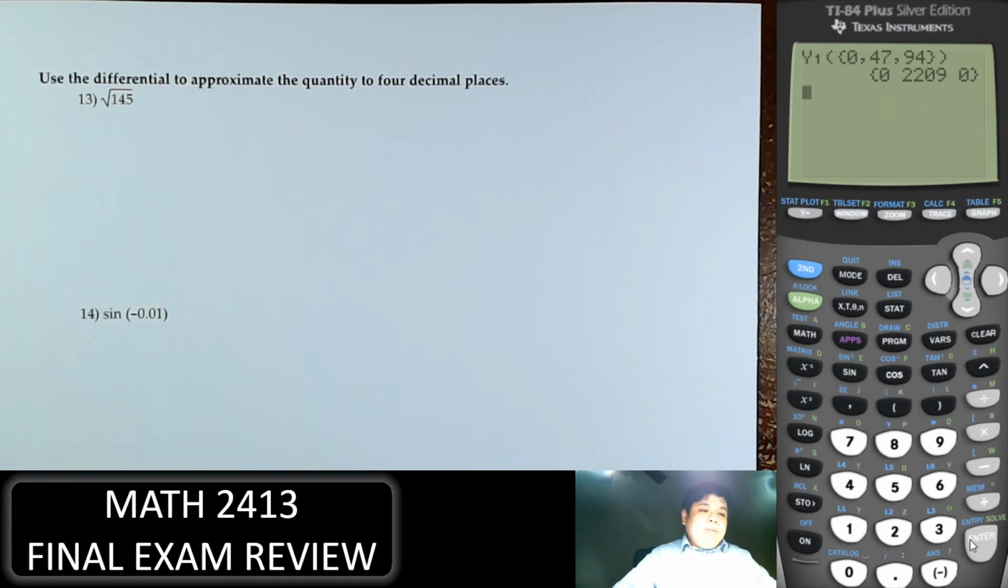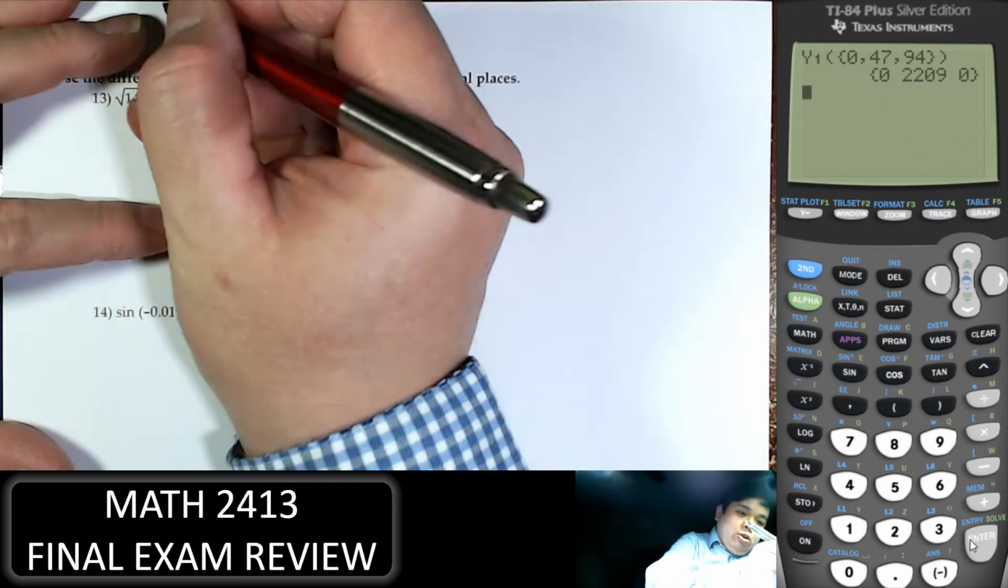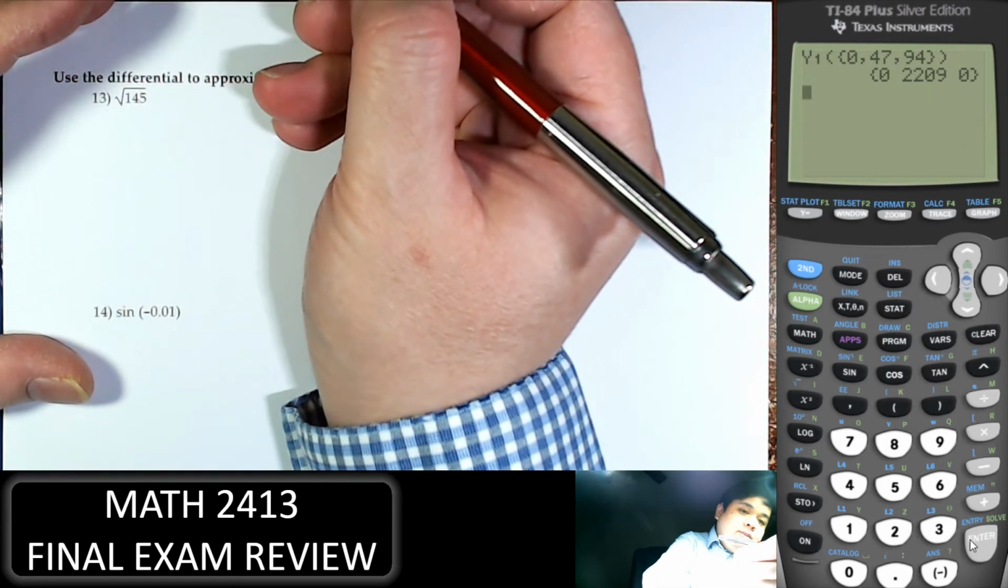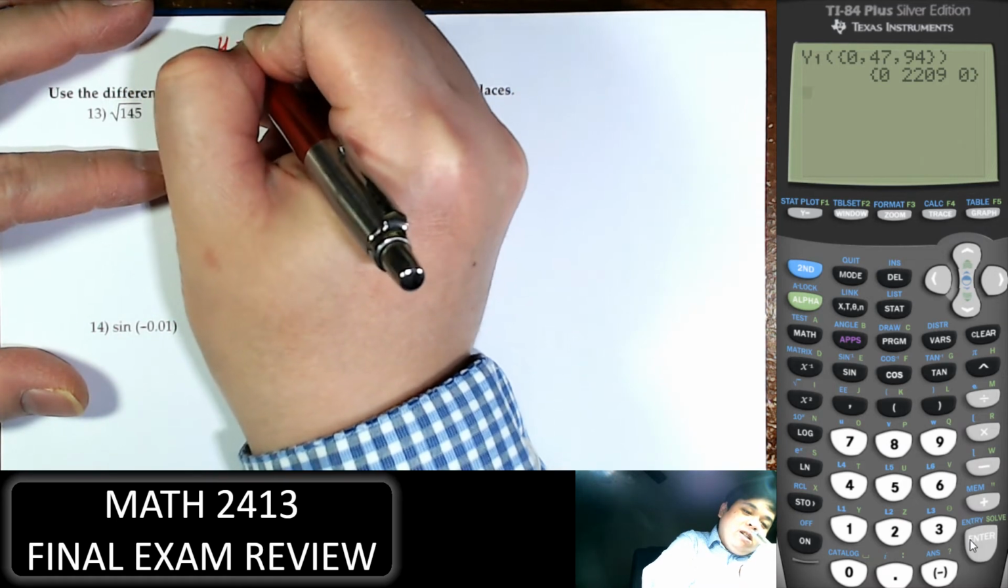Right. Now we shift gears to something else. Use differentials to approximate the quantity to 4 decimal places. Right. So approximation, using the linear function, just like the equation of a tangent line. So I will say it. Equation of the tangent line. Let me write that.